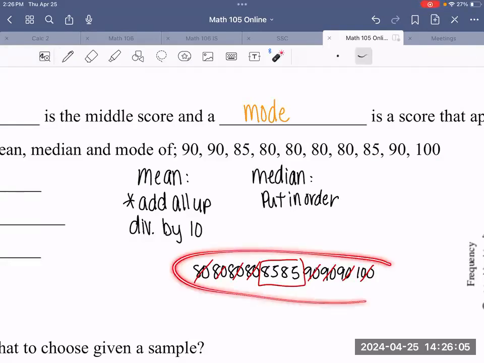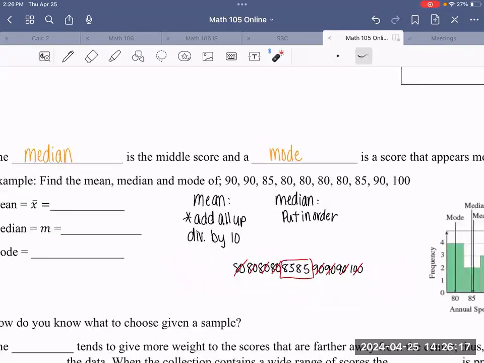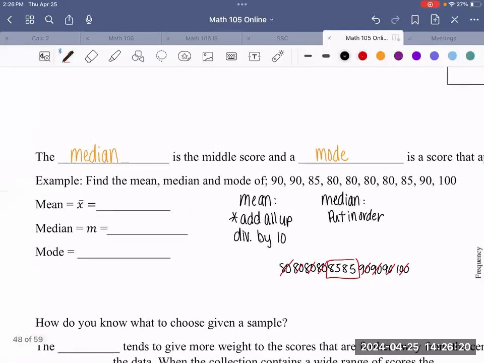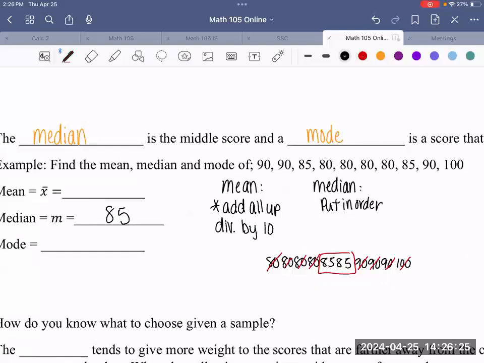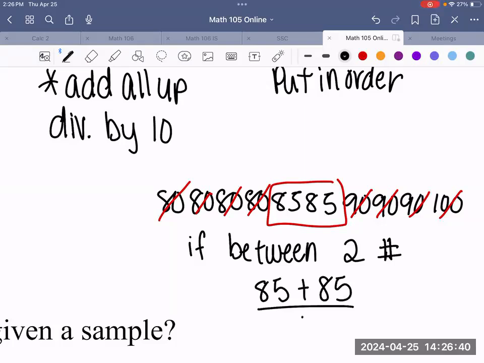Now ours being an even number, you'll end up with 2. If you have an odd number, let's say 101, that just means one more will end up canceling, and then the leftover is that amount. Now our leftover being 85, we can just clearly state that your median is 85. However, if it's between two numbers, we're going to take the middle of the two numbers. Then you can add both of them up and divide by 2.